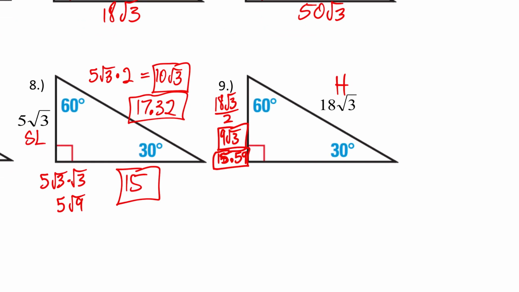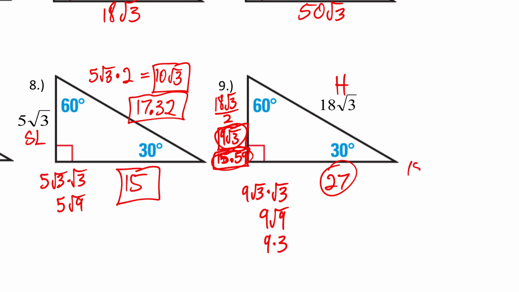Okay, and then, I'm going to go back to the 9 square root of 3 that we had right here, times the square root of 3. That gives you 9 square root of 9. Square root of 9 is 3. So that gives you 27. Which if you just took this 15.59 and multiplied it by the square root of 3, it gives you like 27.0004 or something like that.